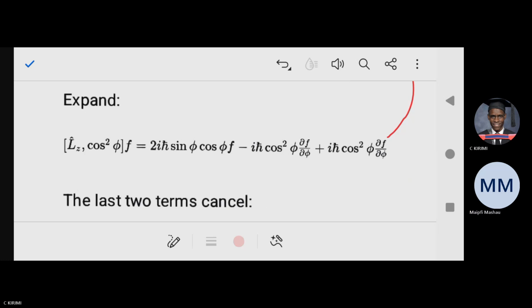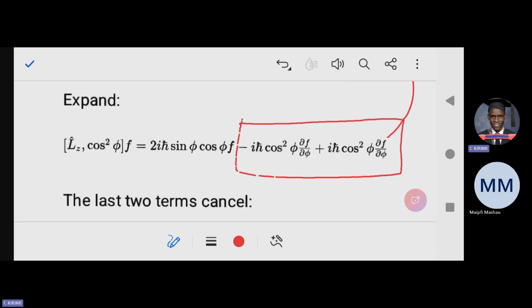I agree. Are they the same? The last two terms, are they exactly the same? Minus IH bar cos squared phi f. Yeah, they're going to cancel. So these, they cancel out. And what are you going to be left with? 2 I H bar sin phi cos phi f.